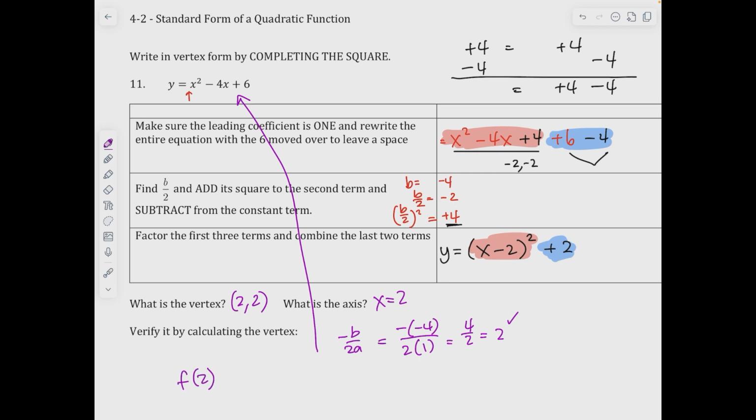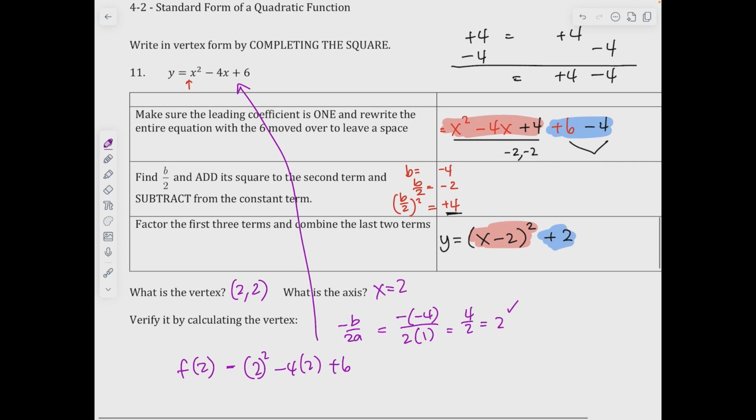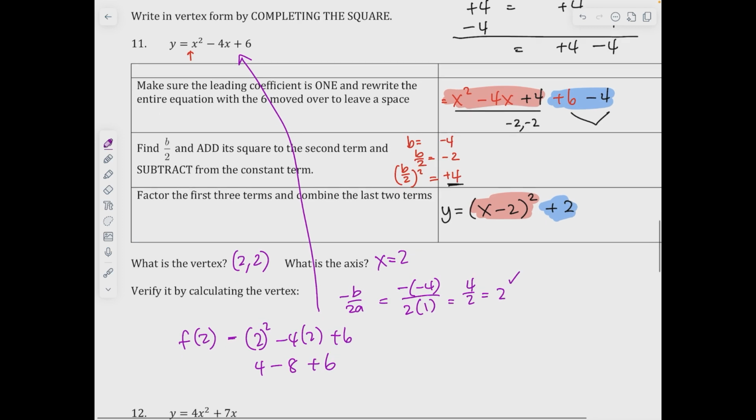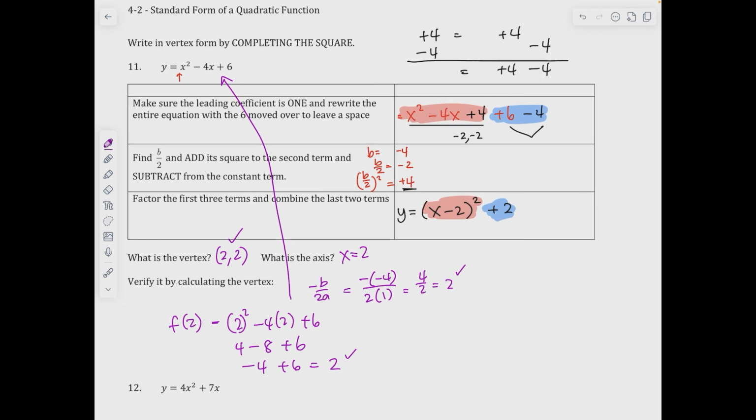So now what I'm going to do is find f of 2. So that's 2 squared minus 4 times 2 plus 6. So this is 4 minus 8 plus 6. So 4 minus 8 is -4, and -4 plus 6 is 2. So when I put in 2, I get out 2. That's why I know that my vertex is correct at 2, 2. So that's how I would use completing the square.